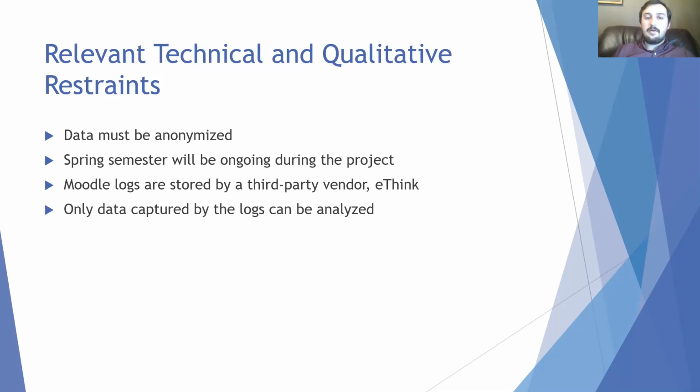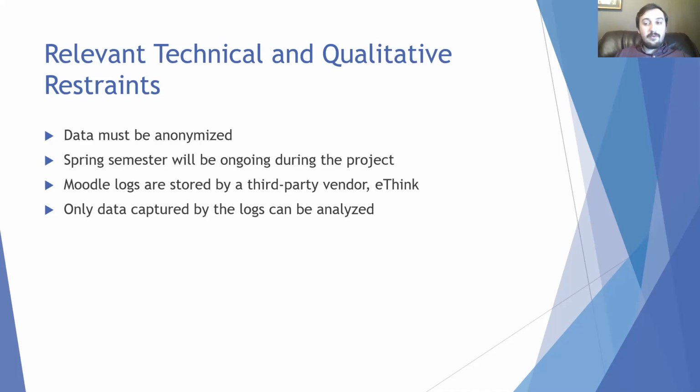Some of the technical and qualitative restraints for this project are that the data must be anonymized. This restrains me in two ways. First of all, when gathering the data, someone had to access the data before I did and delete all of the student name columns to make sure that there wasn't any way that they could be identified. That was one little thing that needed to be worked around before I could work with the data.